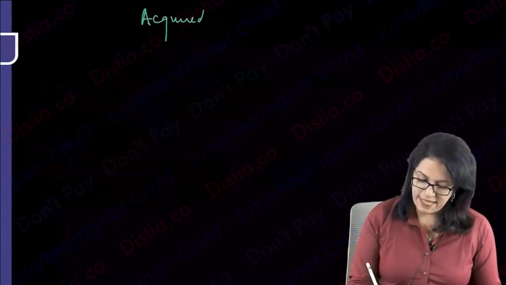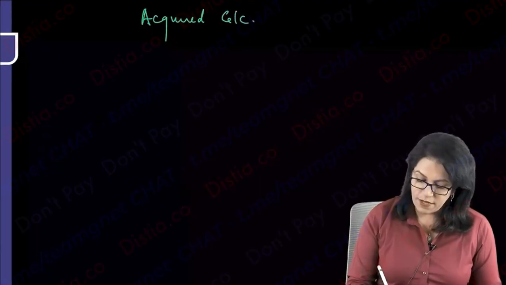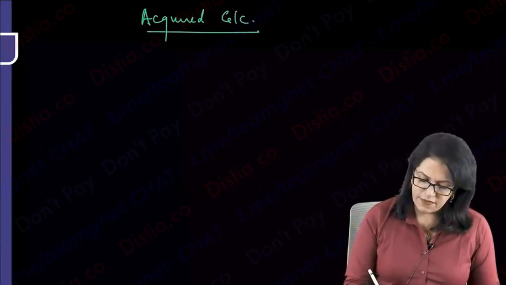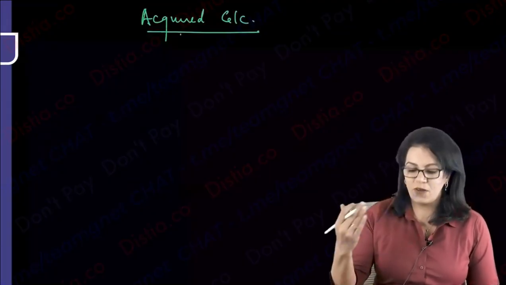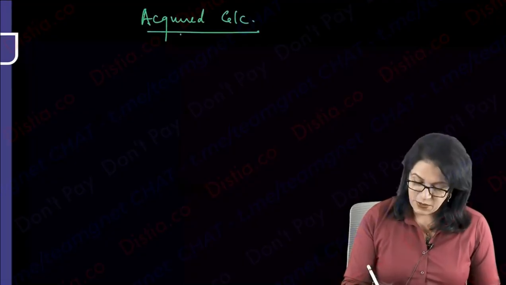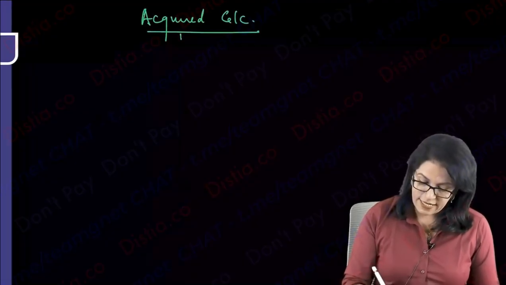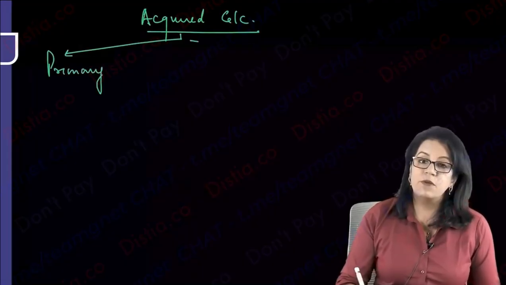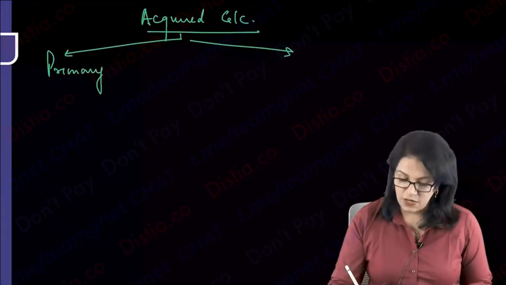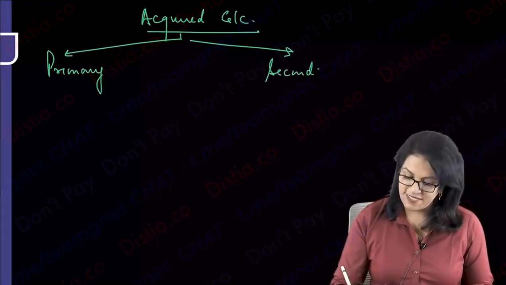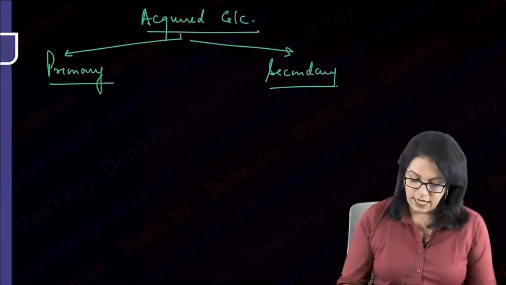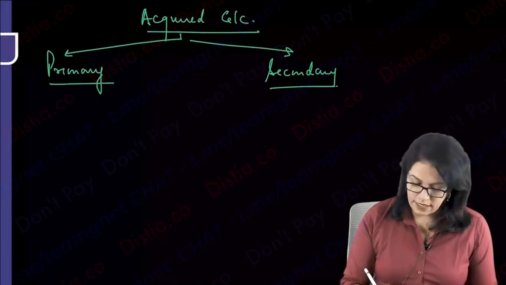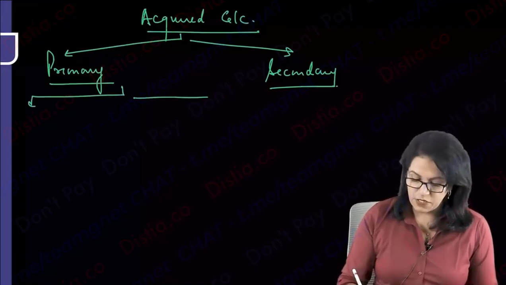Make it simple here. So acquired glaucoma, you can write it either way. Either first you write about primary, secondary, or you may even say open angle or angle closure that we learned. So anyway, let us write like this. It can be primary or secondary. Everybody knows primary means we do not know the cause and secondary means we know the cause. Right? So primary, again this can be either open angle or angle closure.